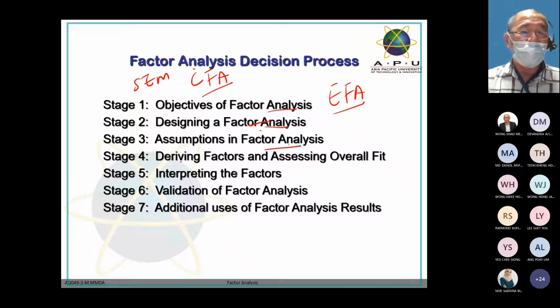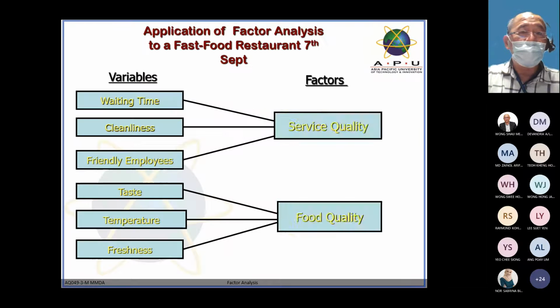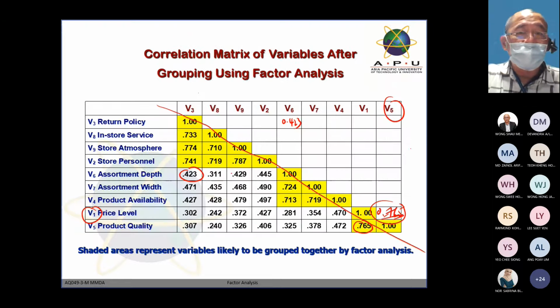Then we do testing, and then interpret the factors. It means how many factors you have, 4 or 3. And then factor 1 actually consists of which variables? For example here, factor 1 means V3, V8, V9, V2. You have 4 variables that maybe group together to form factor 1. V6, V7, V4 group together to form factor 2. V1 and V5 group together to form factor 3. Like that.